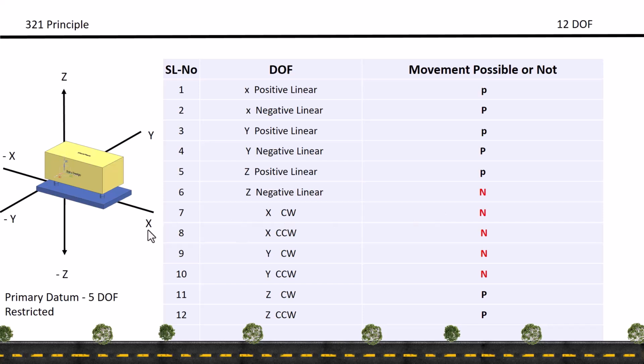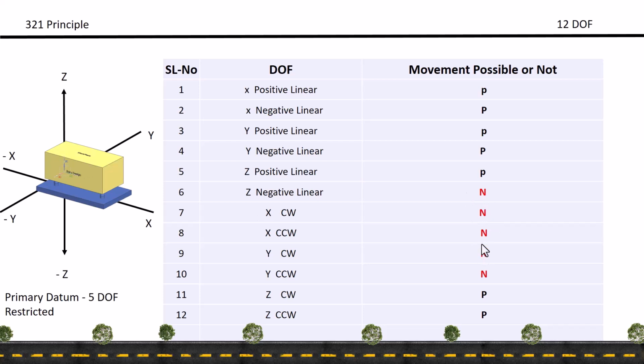Then x clockwise and x anti-clockwise. For x clockwise, you can see the rotation is not possible. If you try to rotate a component, it is not possible for x clockwise and anti-clockwise. Y clockwise and anti-clockwise are the same, a similar process. But in the z direction, this possibility is there. So two things are possible for z. The movement will happen in the z direction, but for x and y it is not possible.